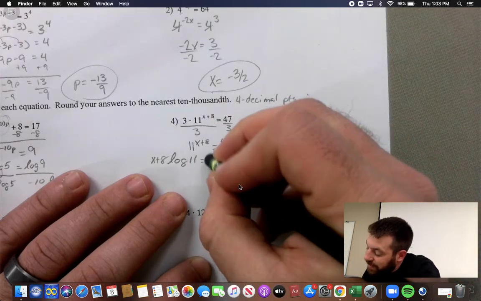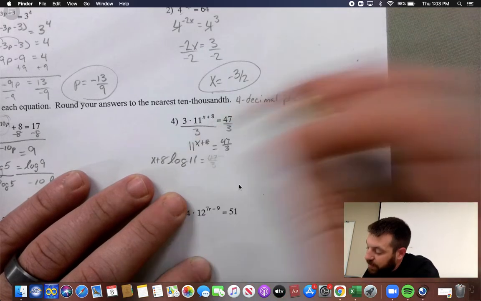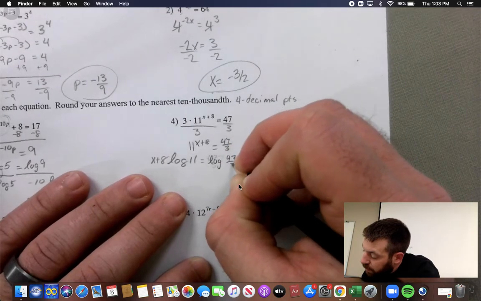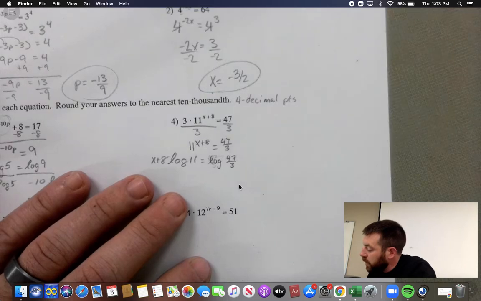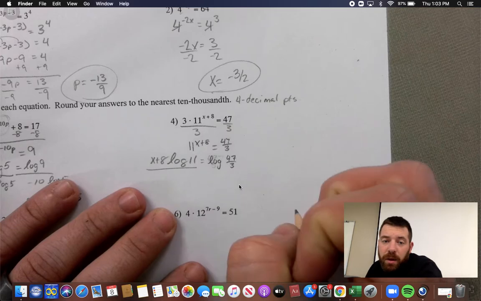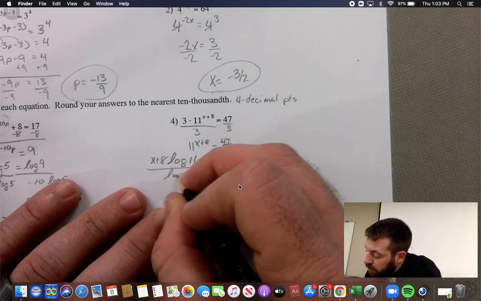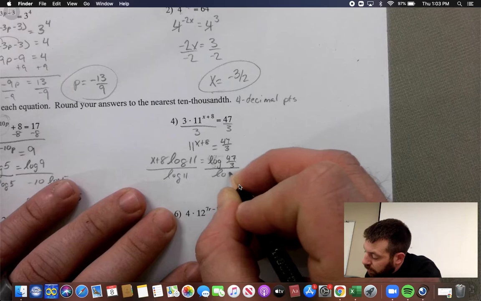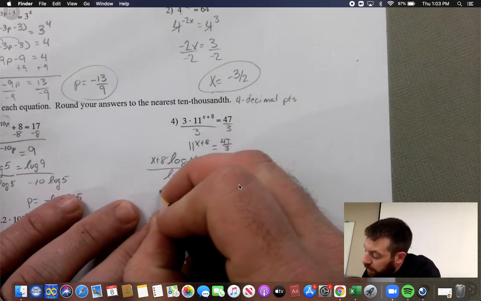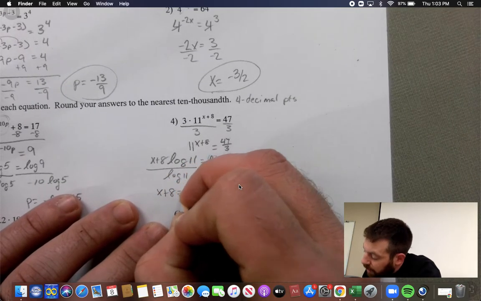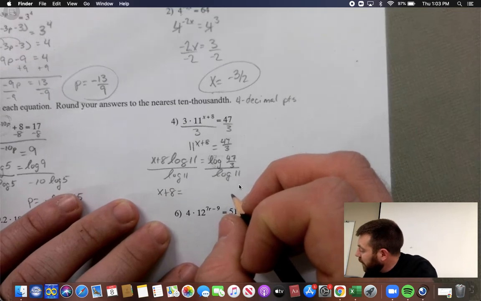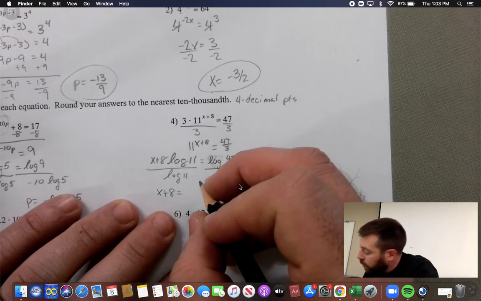Gosh darn it, I did the same thing. Okay. Log 47 over 3. From here, I'm going to divide by log 11 on both sides. If I take log of 47 over 3 divided by log 11, I'm going to get x plus 8 on the left side. And if you plug that into your calculator, you should get 1.3232.